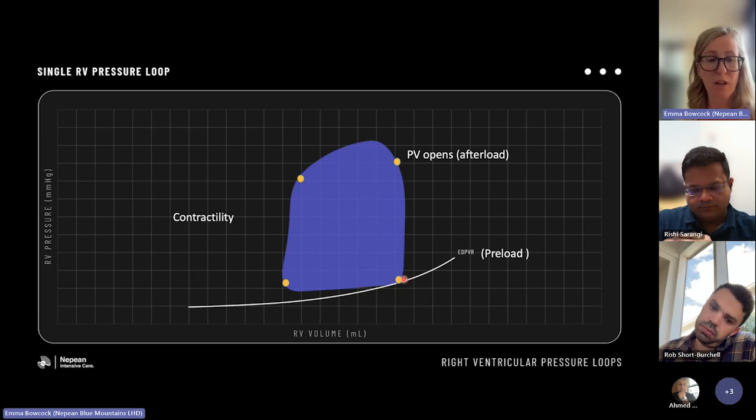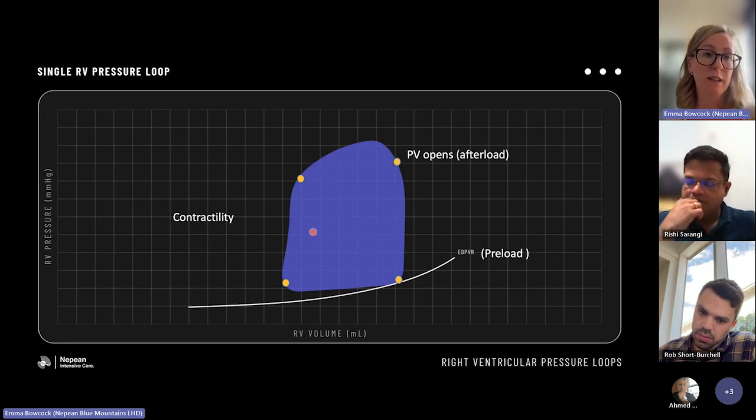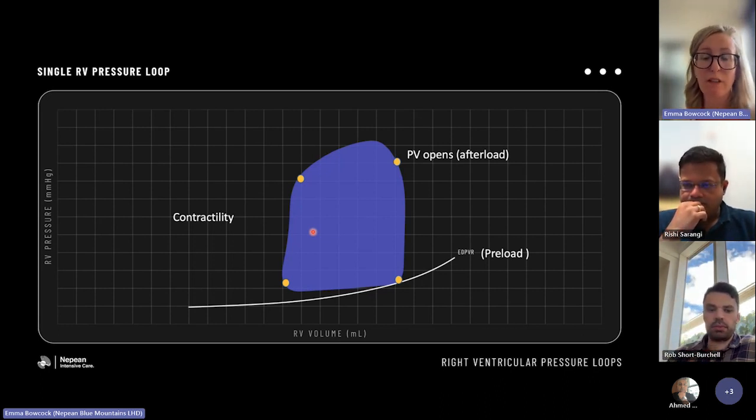The function of your RV is determined by the width of this pressure volume loop, your stroke volume, right? Because the function of the RV is to deliver adequate stroke volume to maintain your circulation without an elevation in central venous filling pressures. That's the function of the RV. When that goes wrong, that's the definition of RV failure, right? So organ dysfunction related to inadequate stroke volume with elevated filling pressures is RV failure.